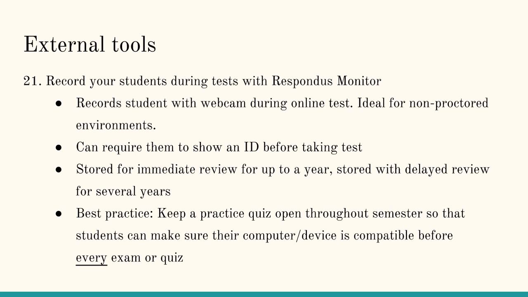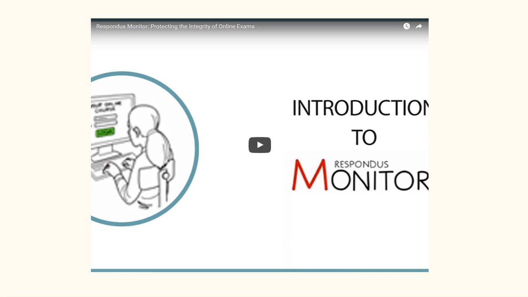Especially with Respondus Monitor and Lockdown Browser, one suggestion for best practice that they have is to keep a practice quiz open throughout the semester so that students can make sure their computer or device is compatible before every exam or quiz. So basically, create that quiz, allow unlimited attempts, and every time that will tell them whether or not they're on a device with Lockdown Browser, and they can make sure it works before they start. It will save you and the students a few headaches in the end. There is also a video that explains what Respondus Monitor does that I'll link to for you as well.